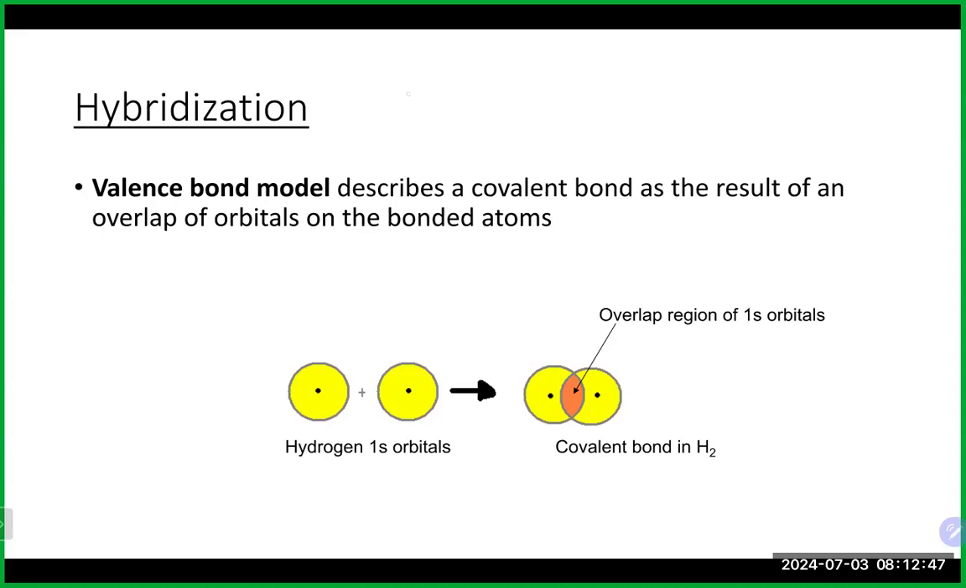And again, a reminder, our atomic orbitals, our s's, our p's, our d's, and so forth, are our atomic orbitals. So a valence bond model describes covalent bonding as this overlapping area. So if we have a couple of 1s orbitals here, there's going to be this overlapping region in the middle. And that is the region where we would expect the electrons to be shared between the two atoms within that bond.